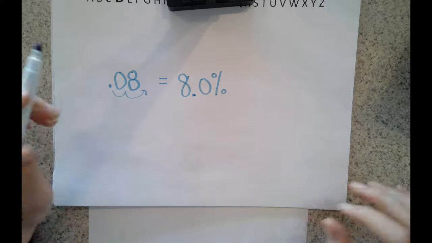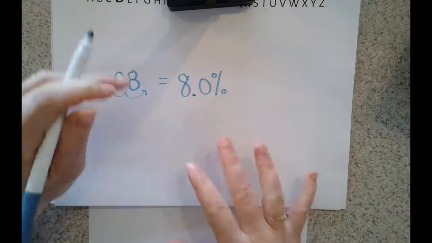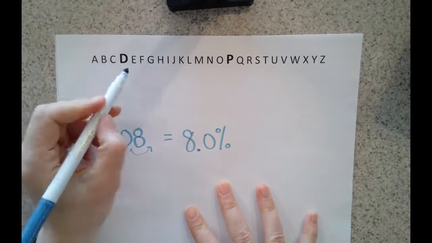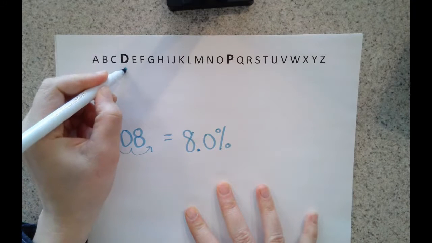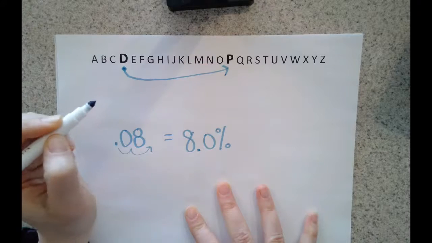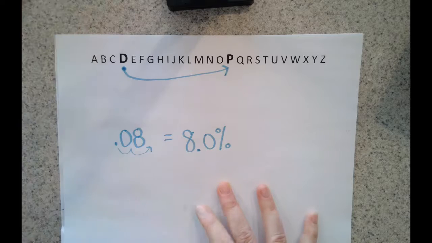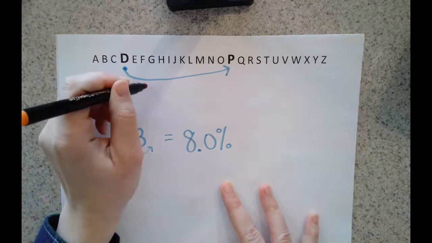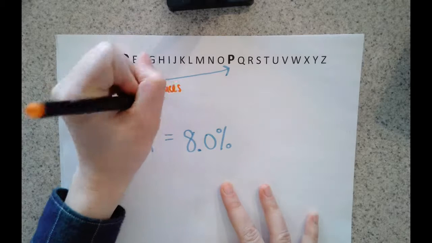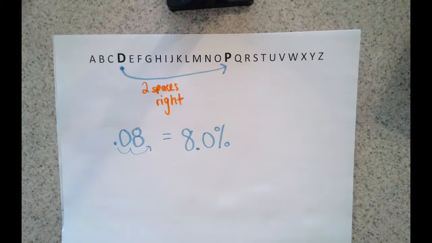A cool way to remember which way to slide the decimal, in this case we move to the right, is to look at the alphabet. If you start at decimal and you want to convert to a percent, you're moving to the right. So to go from decimal to percent, you just move your decimal 2 spaces right. Okay, it's just that easy.